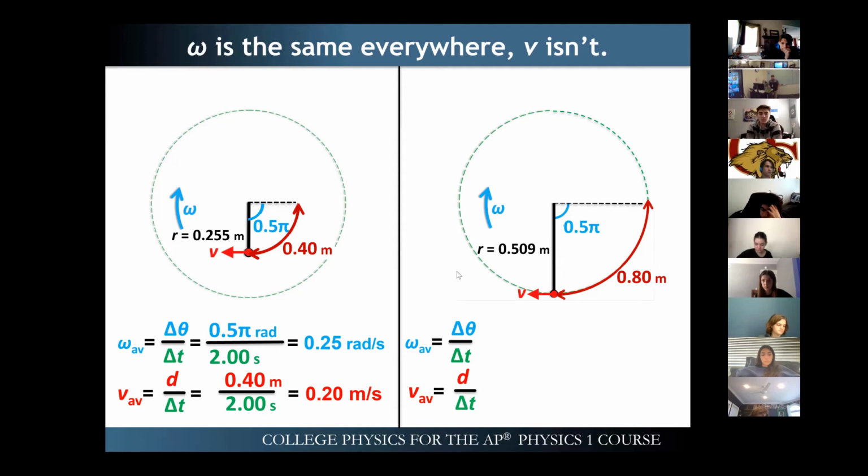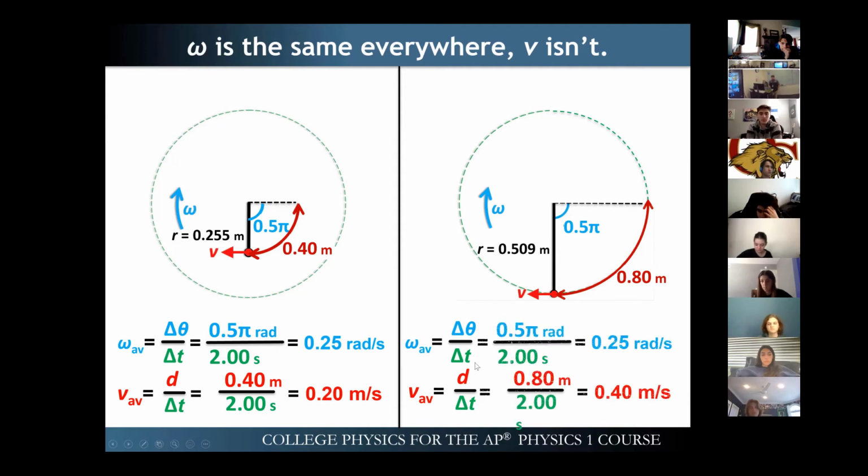So if I use these new values, I can see that the angular velocity is still 90 degrees, or pi over 2 radians per 2 seconds. It's still a quarter of a radian every second. That didn't change, even though it's much farther from the center. The linear velocity did change. Instead of only being 0.2 meters per second, now it's going 0.4 meters per second. And I want you to notice that these are double. We doubled the radius, and then we've doubled the velocity. But the angular velocity is constant. It's still going through the same number of degrees or radians every second.